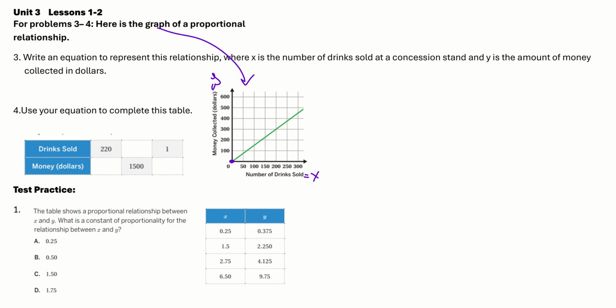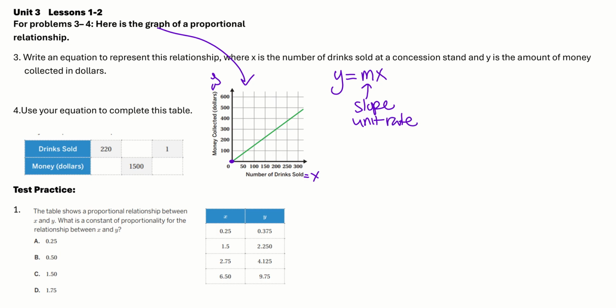Okay, so we're going to write an equation. So our equation is going to be Y equals, and we're going to change this. Last year it was KX. Now we're going to say MX. But this still stands for our slope or our unit rate. Okay. M is your slope or your unit rate.